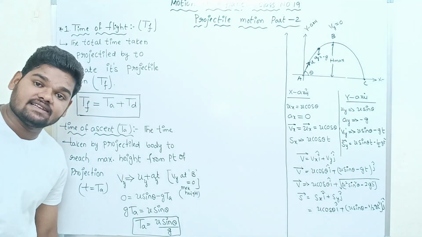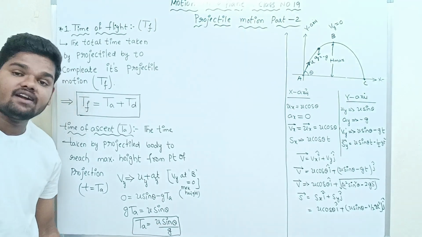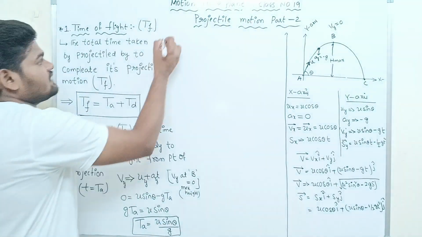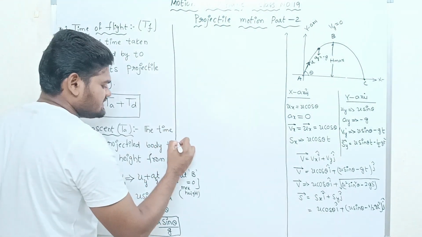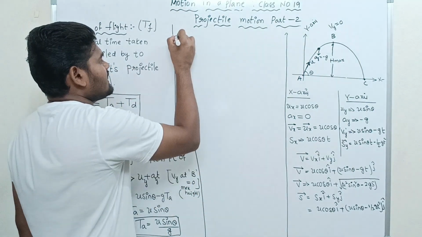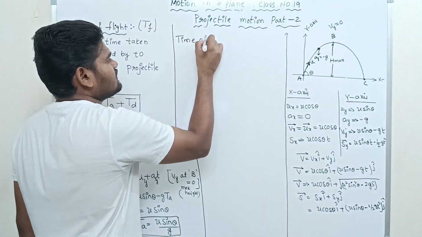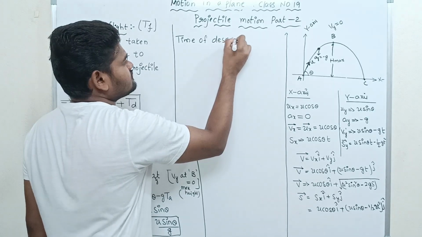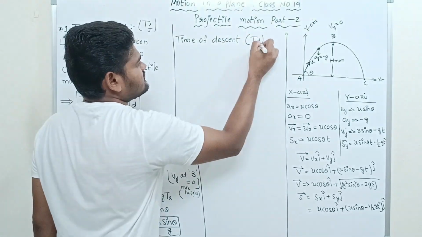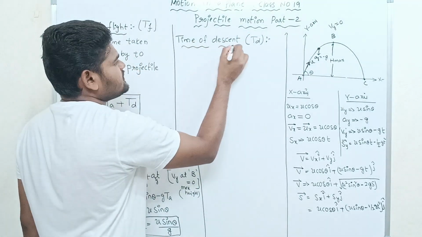Okay. Any difficulty? So time of ascent is equal to u sin theta by g. Next I want to find the time of descent. So T D, time of descent. What does time of descent mean?